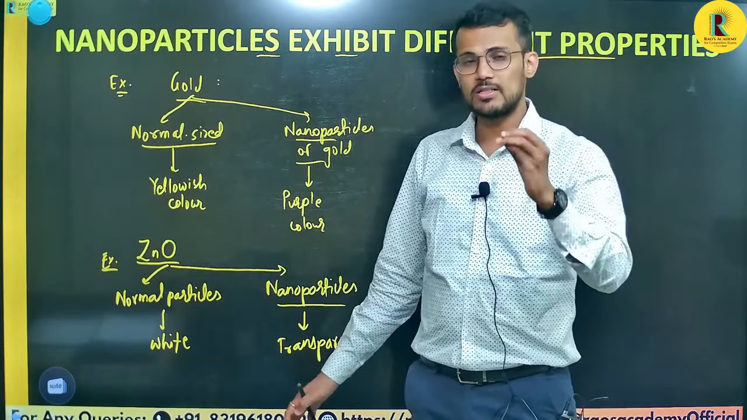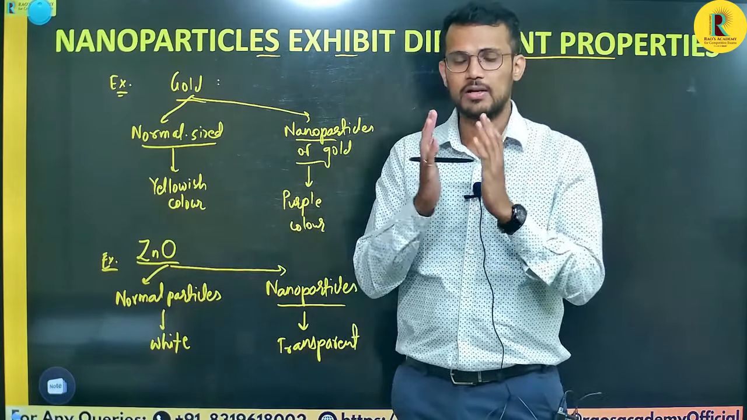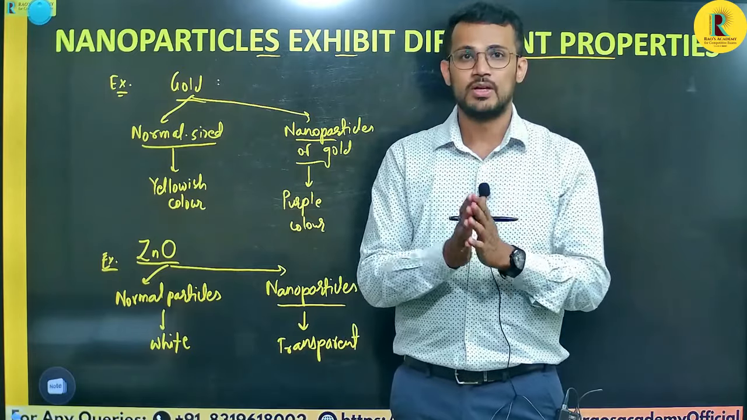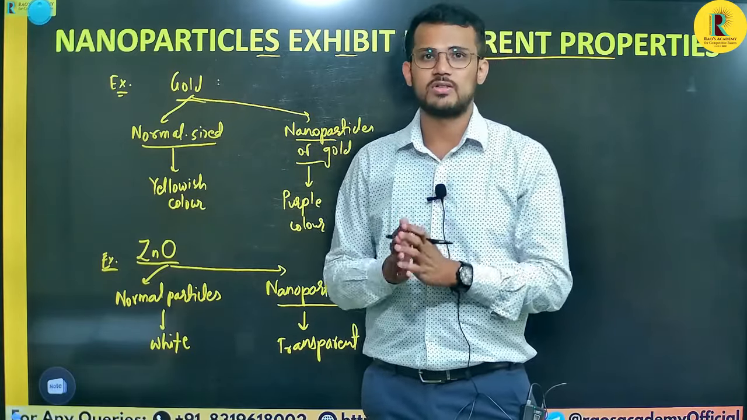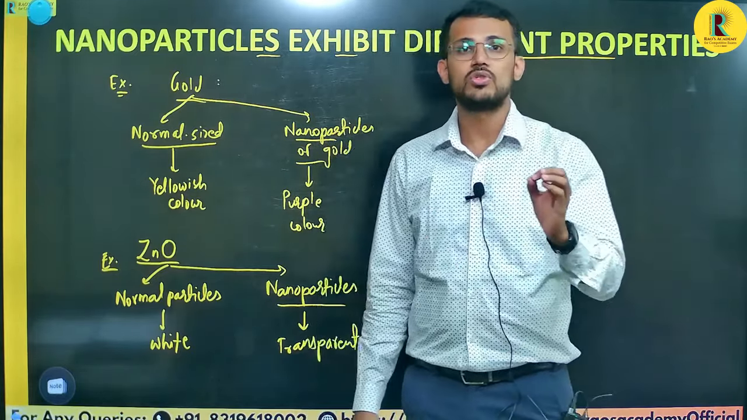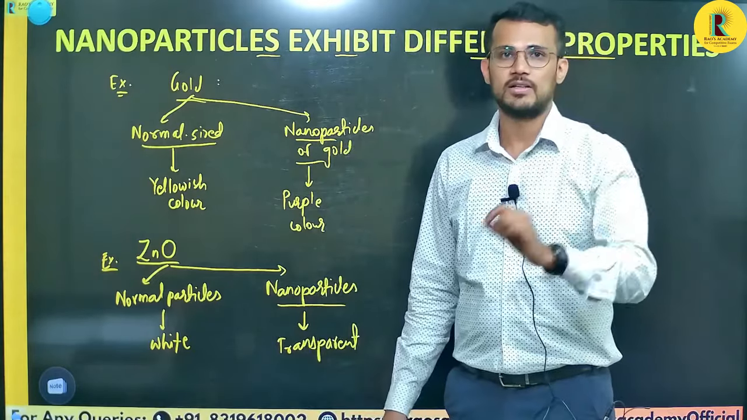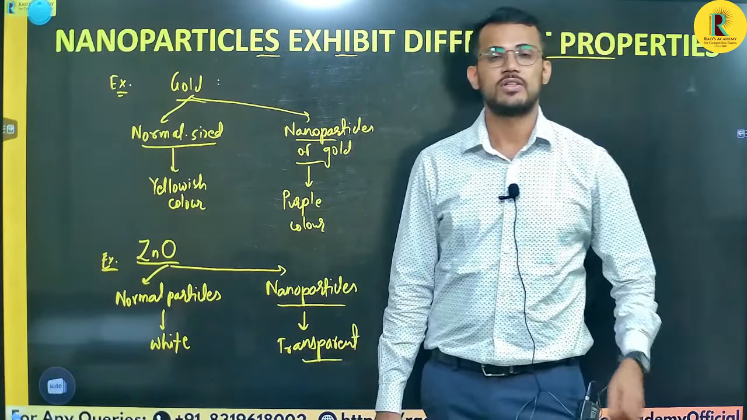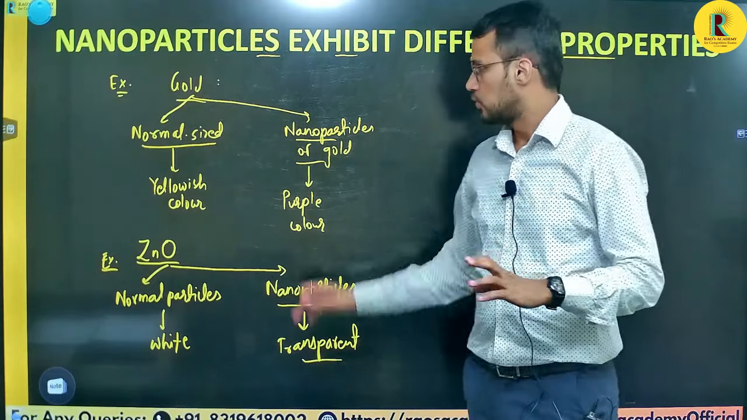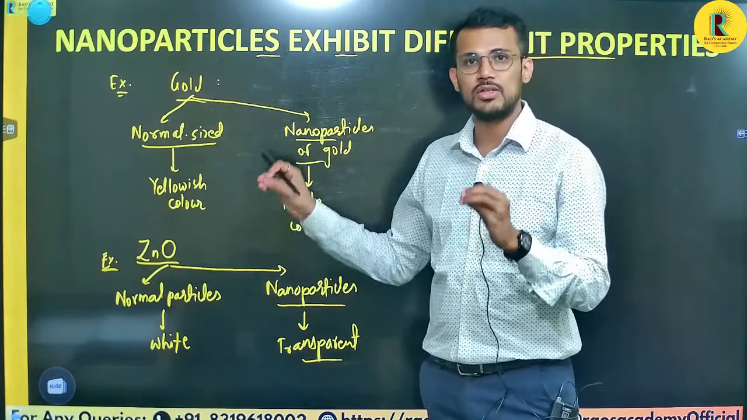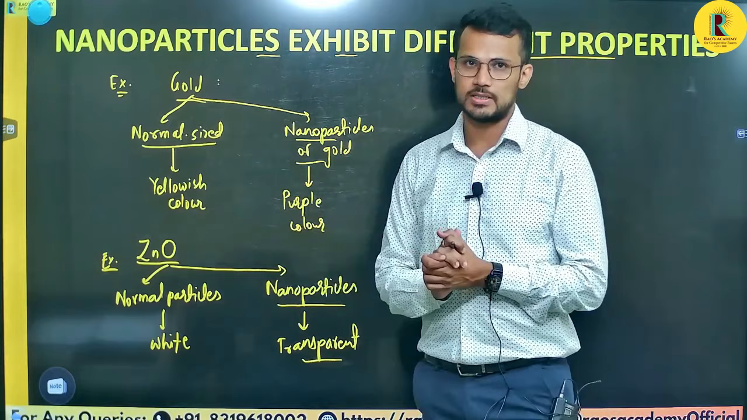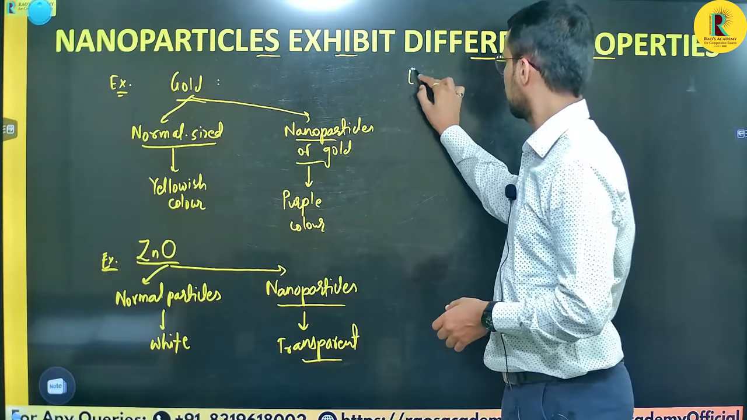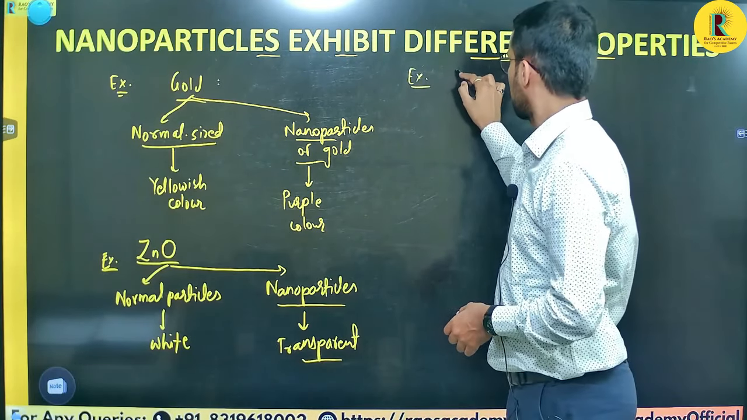But there are some sunscreens, when they are applied on our face, they are not visible. Why? Because in those sunscreens, what do we use? We use zinc oxide nanoparticles, and that's why that sunscreen becomes transparent. Fine. So here also there is a change in the optical properties. Next.